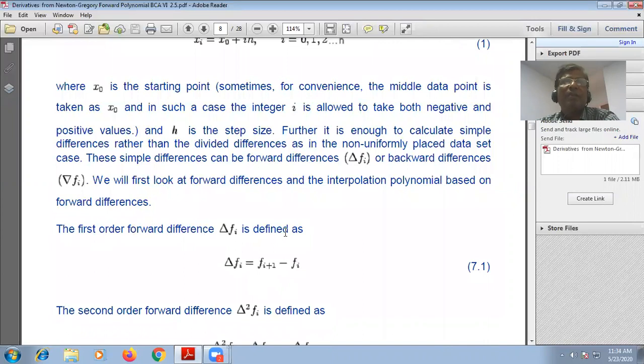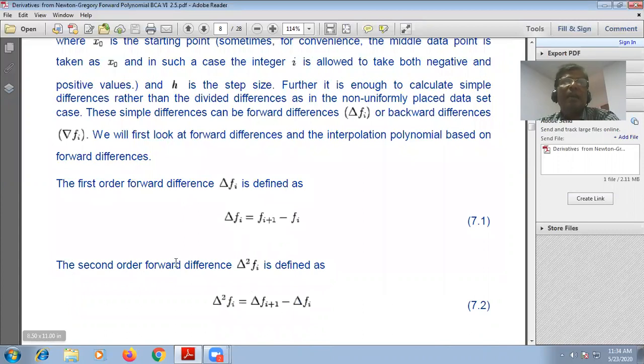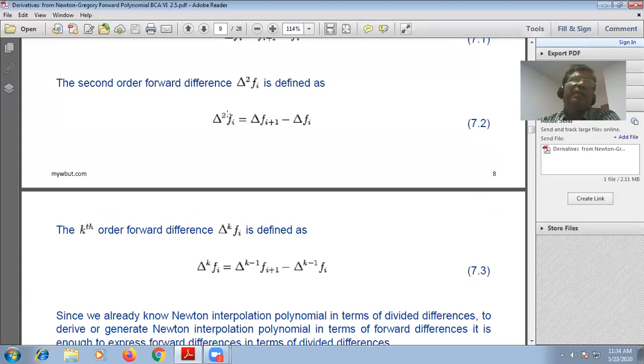The first order forward difference is given by this. For the second order, delta square fi, apply delta on delta fi, on this term and on this term. For the third order forward difference, it will be delta cube, and finally, if you take the kth order forward difference, it will be delta to the power k fi, defined like this.